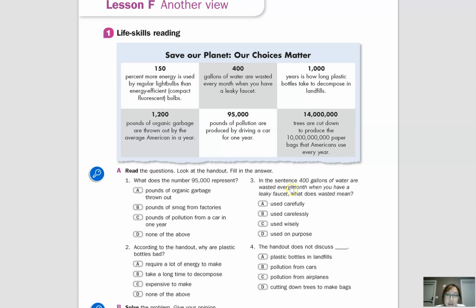And then number 3, in the sentence, 400 gallons of water are wasted every month when you have a leaky faucet. What does wasted mean? Okay, so restating this sentence, this question is long, but you can say, in the sentence, 400 gallons of water are wasted every month when you have a leaky faucet, wasted means used carelessly. So letter B. Okay, wasted means used carelessly. And then number 4, the handout does not discuss, and the answer is letter C, pollution from airplanes. The handout does not discuss pollution from airplanes.